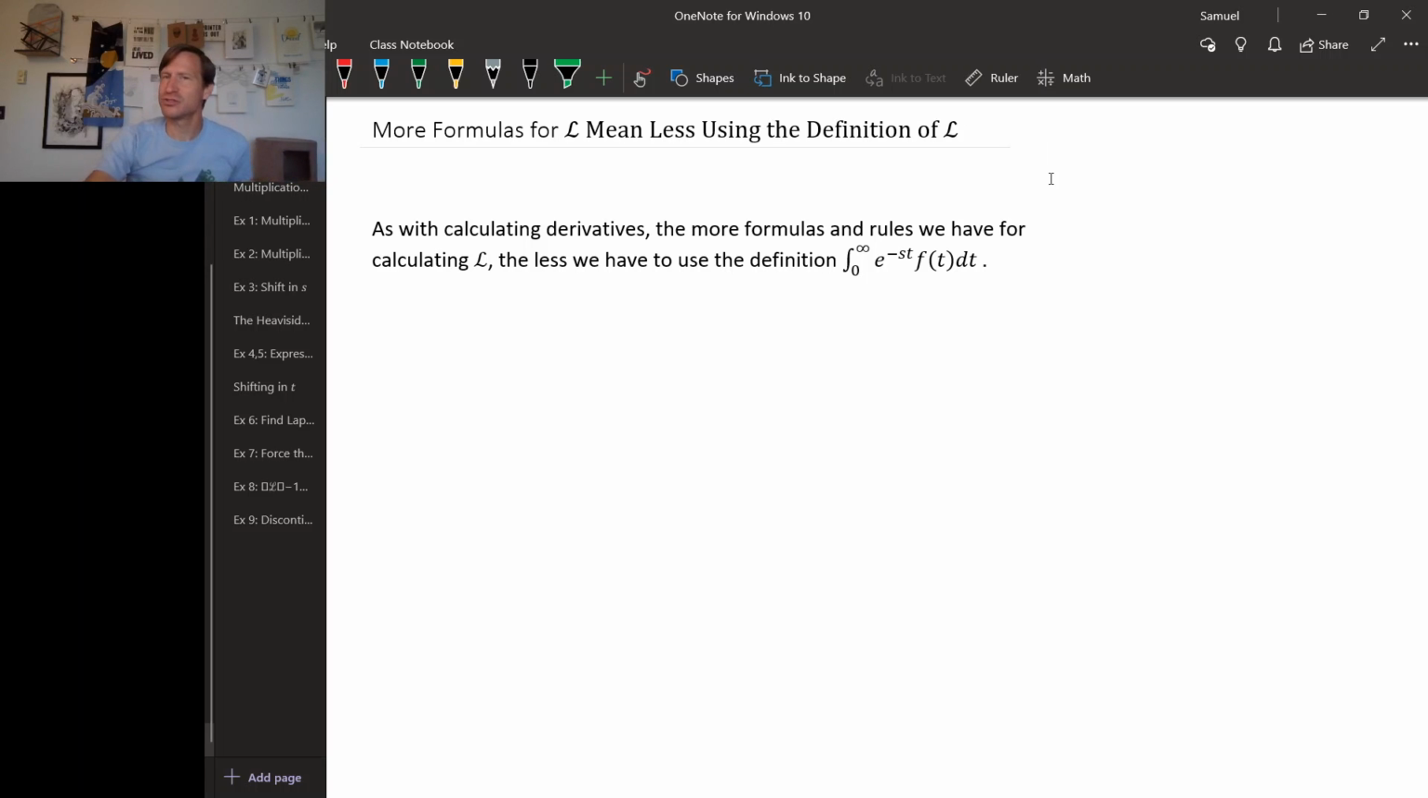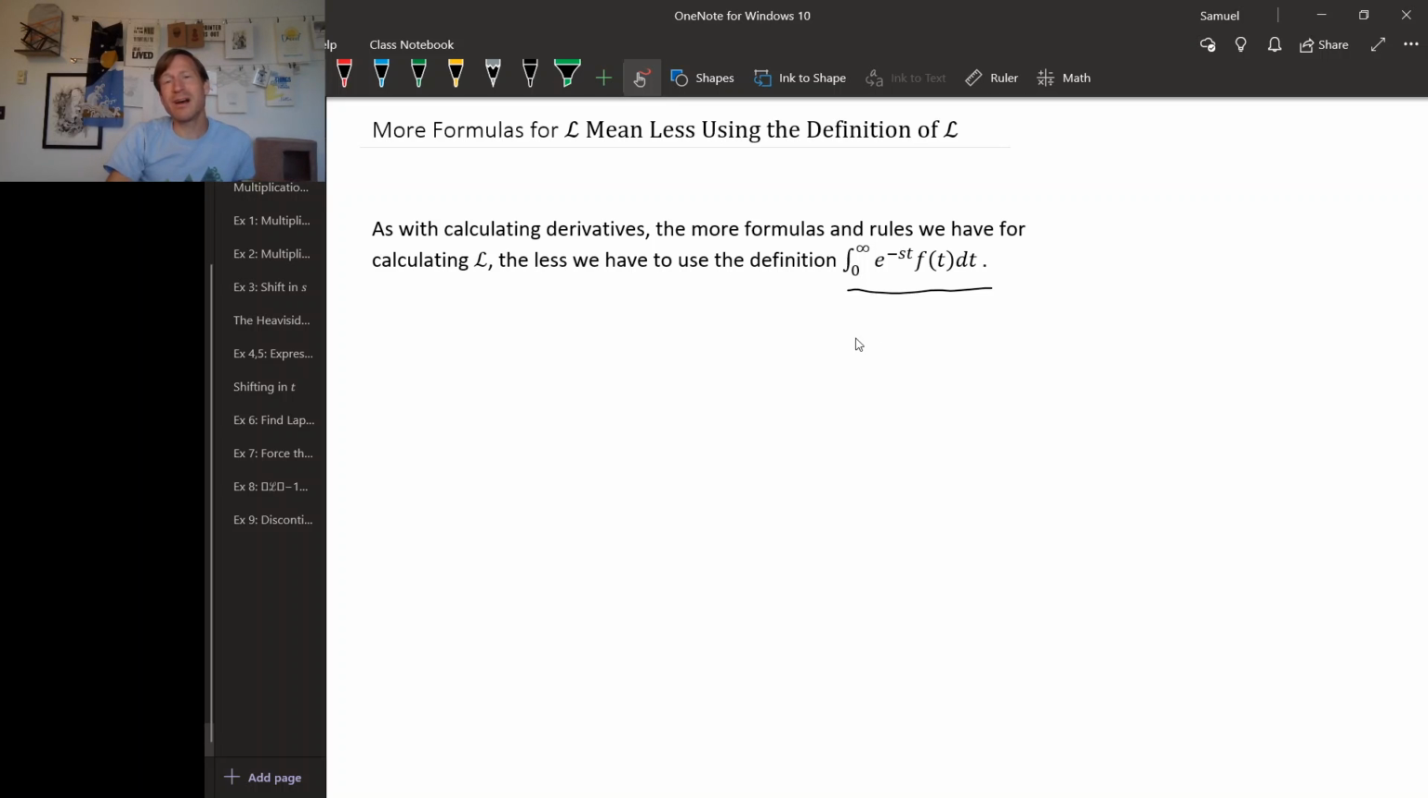We've seen that the Laplace transform is pretty handy for working with differential equations, so we should come up with as many tricks for calculating the Laplace transform as we can. Now, the definition of the Laplace transform, which is right here, is pretty clumsy to do explicit calculations with, so we'd like to avoid using this definition whenever possible.